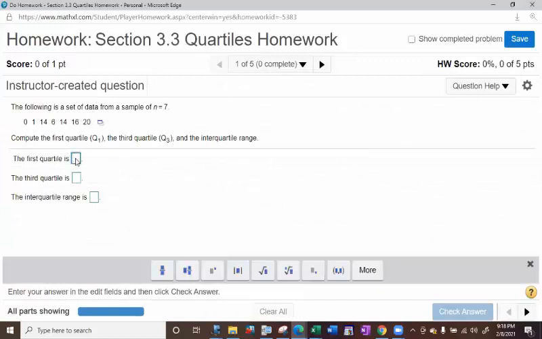Q1 is 1, Q3 is 14. Oh, I want an interquartile range. This one didn't even want Q2. Okay. Well, all right. But you see, we got Q2 to get the other ones anyway. So the interquartile range is just Q3 minus Q1. So it'll just be 14 minus 1, so it'll be 13.